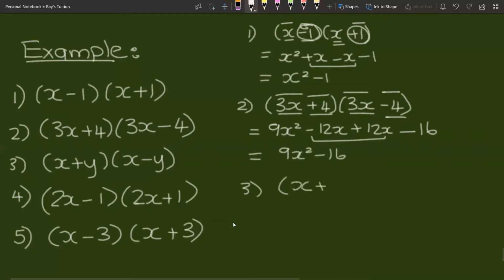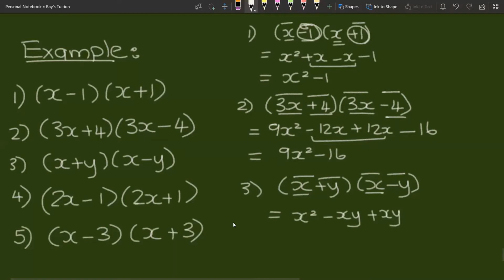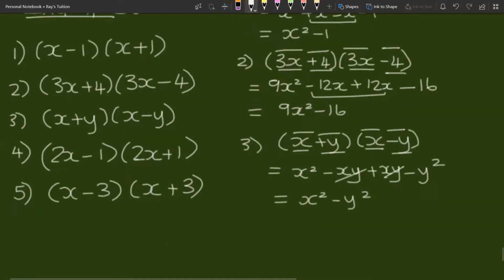We have x plus y times x minus y. Again, using FOIL, we get that x times x is x squared. x times minus y, the outer terms, is minus xy. y times x, the inner terms, is positive xy. And y times negative y, the last terms, is minus y squared. Once again, the middle terms cancel out, leaving us with x squared minus y squared.